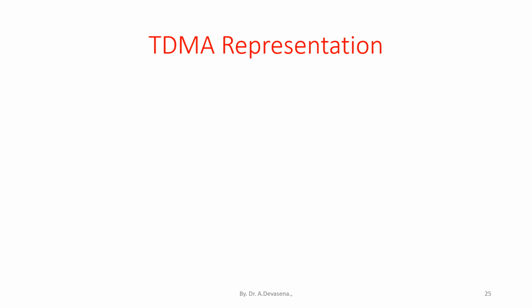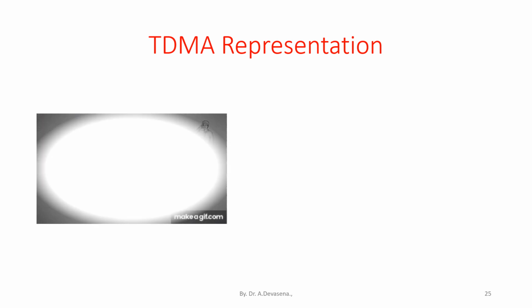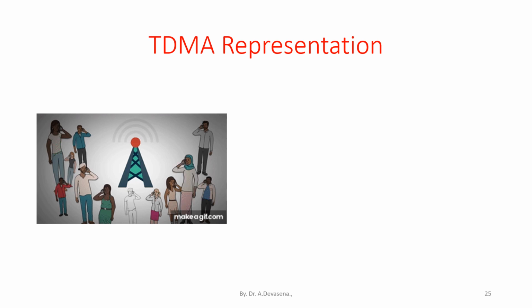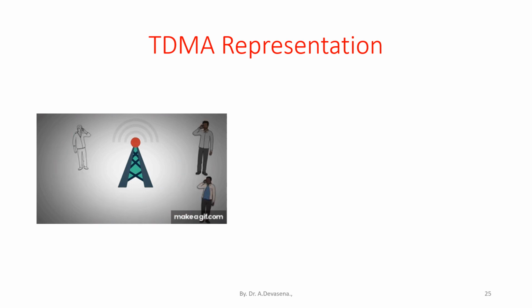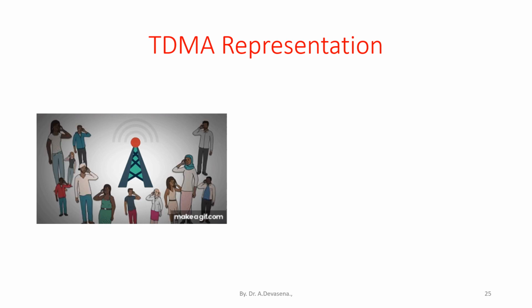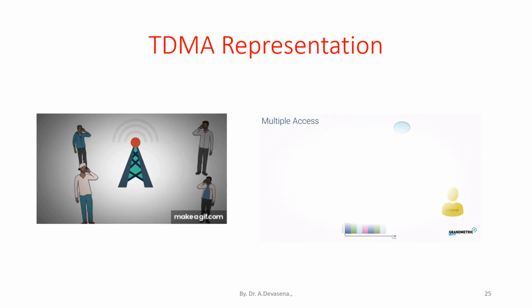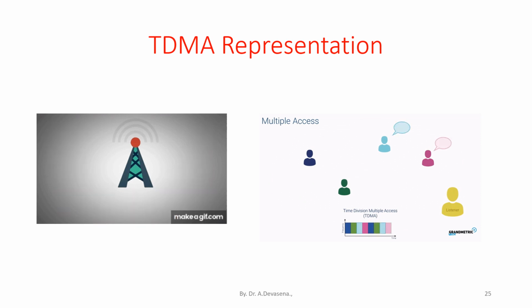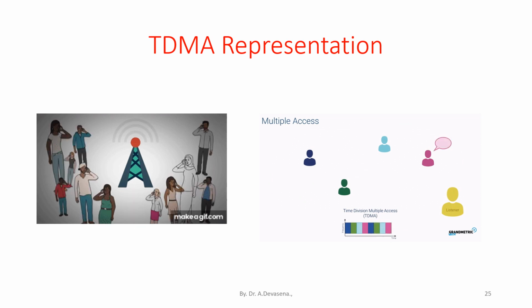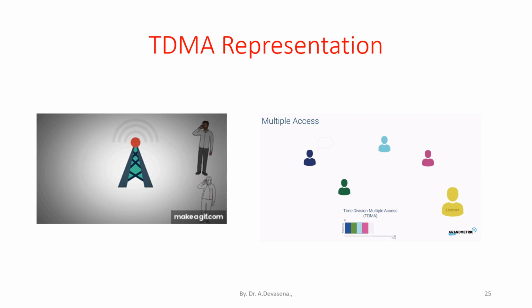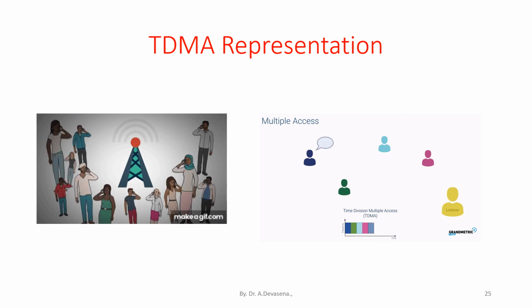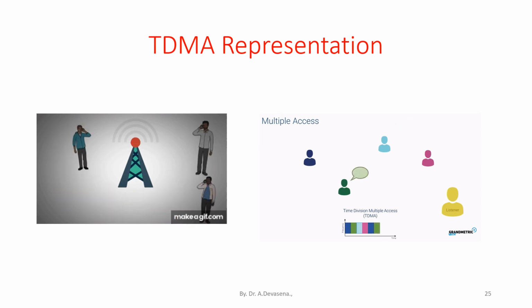See the TDMA representation with a small animation. This is a tower. Here we are having so many users. The users are using the tower at their allotted time slots. Let us see another animation. Multiple access. For each user, one particular time slot is being allotted. In that particular time slot, the users are using the spectrum. This is indicated here.